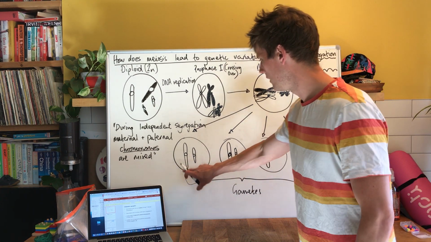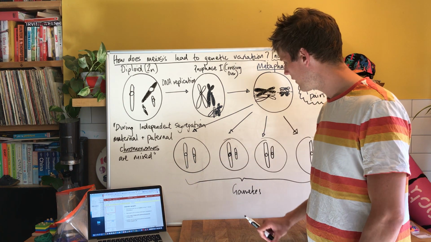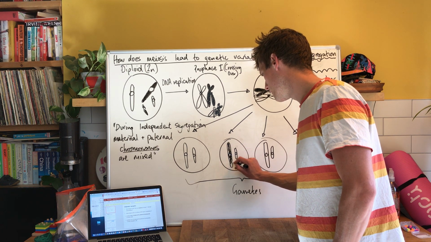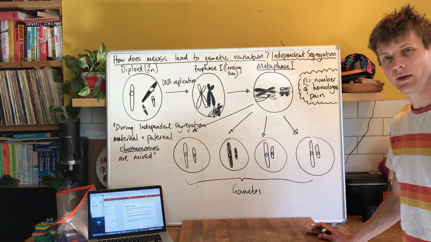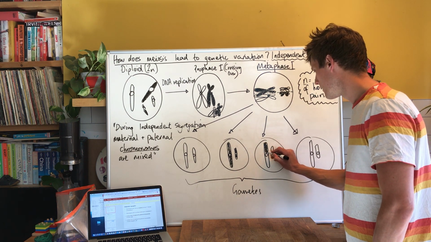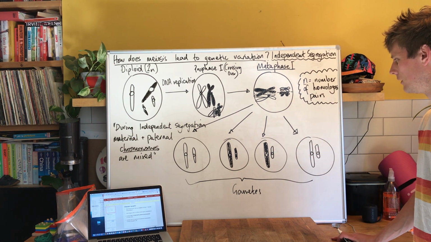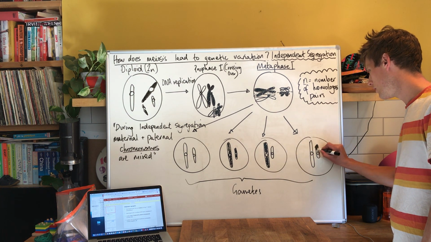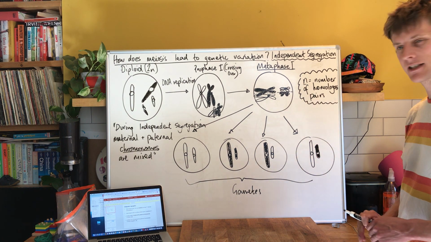So you may end up with a maternal longer one and a maternal shorter one together. If that's the case, you could end up with paternal and paternal, or you might end up with a mix of each. So perhaps a paternal longer chromosome and a maternal shorter one. Alternatively, the fourth possible combination would be a maternal longer one, paternal shorter one in those haploid gametes at the end.